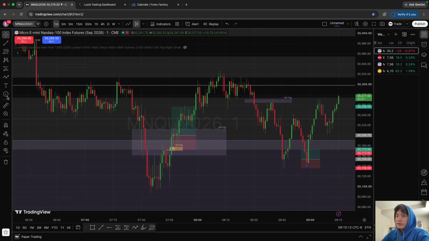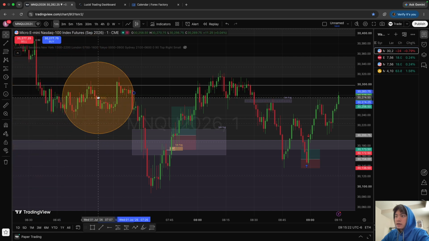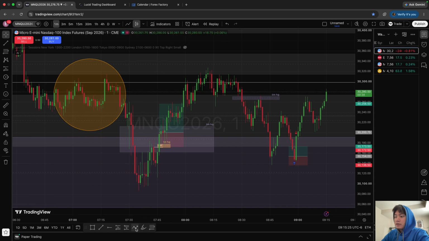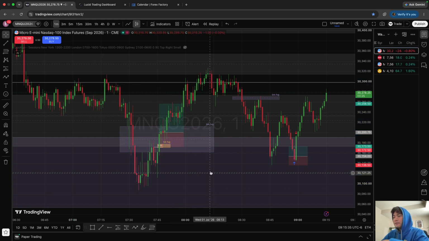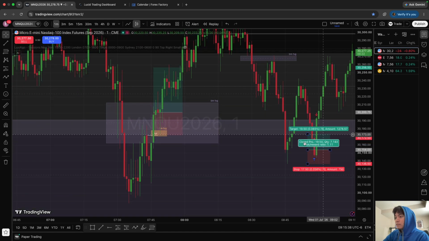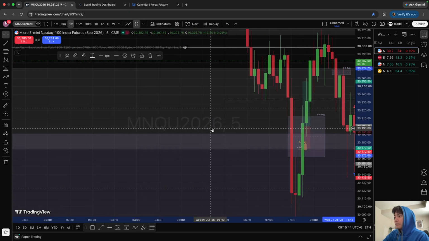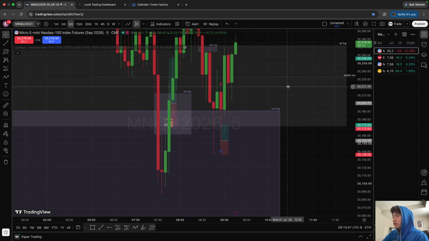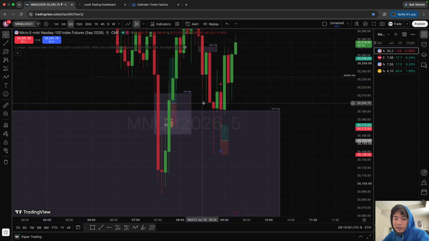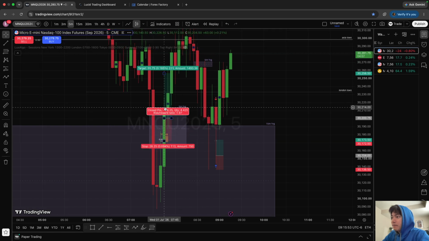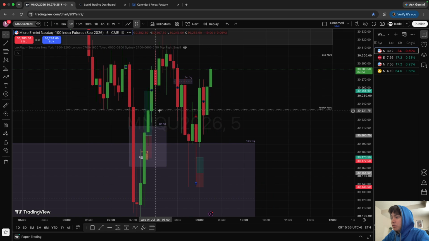And I took a long because I saw that we have right here, oh shoot, an accumulation and then a manipulation, and we caught the distribution. Now for my entry, I initially wanted IFVG. Let's remove this 4 hour. I initially wanted an IFVG out of this 5-minute gap, but that would be terrible RR.